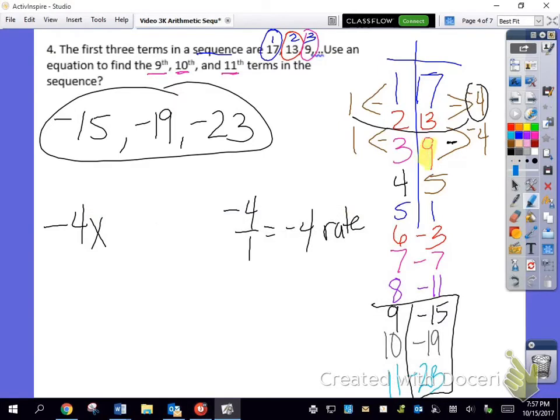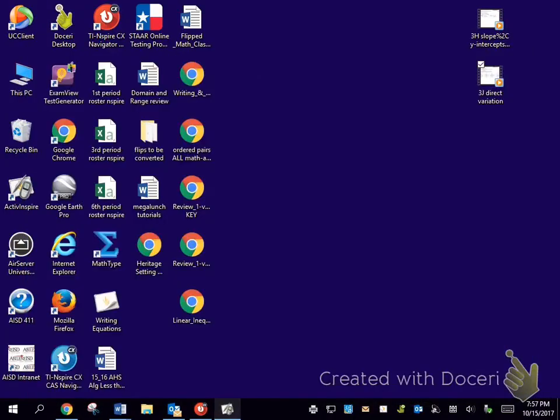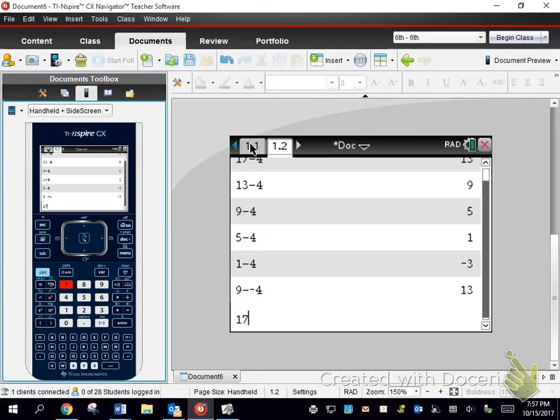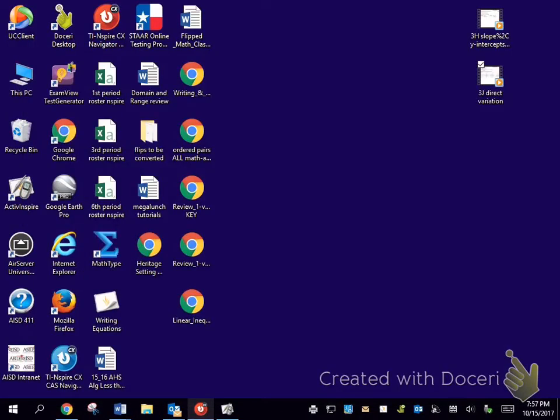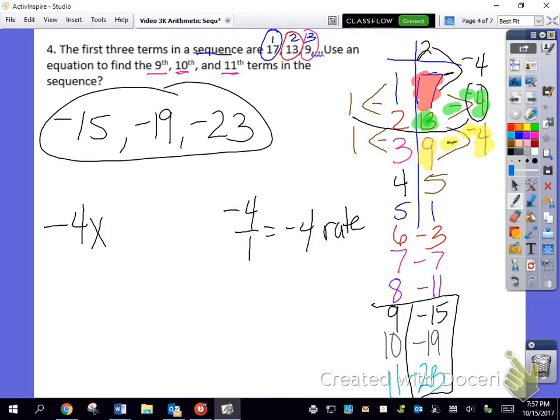Okay, 9 minus negative 4 gave me 13. If I do 13 minus negative 4, that will give me 17. So I'm going to say 17 minus negative 4. On your calculator, 17 minus negative 4, you get 21. So that means my y-intercept is 21. Now I'm going to graph that and show you that that works.